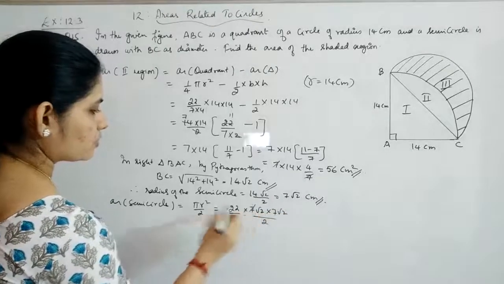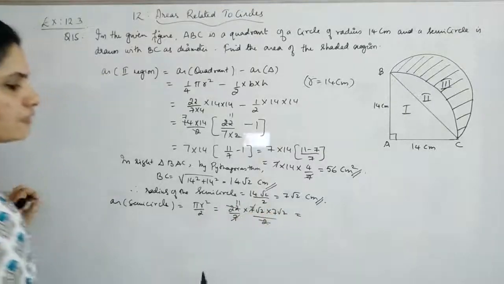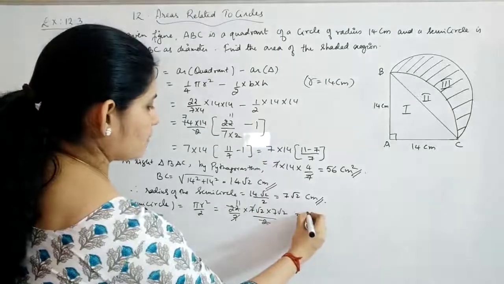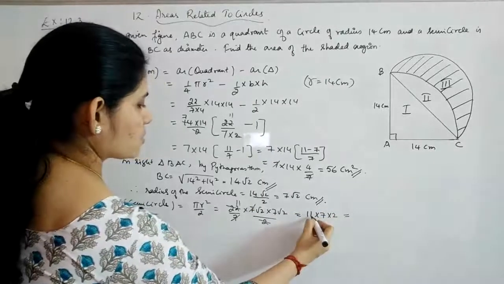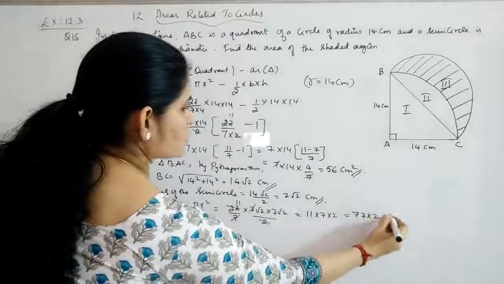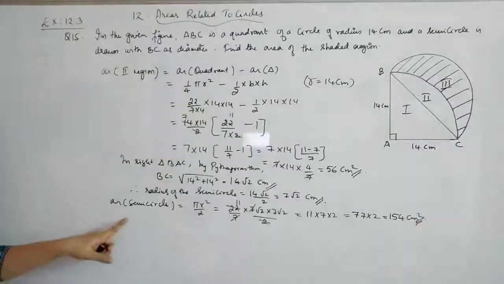So this will give you 11. Here you have 11 into 7 into root 2 is 2. So you will have 11 into 7 into 2, which is equal to, how much you will get? 77 into 2, which is equal to 154 centimeter squares. So this is the area of the semicircle.